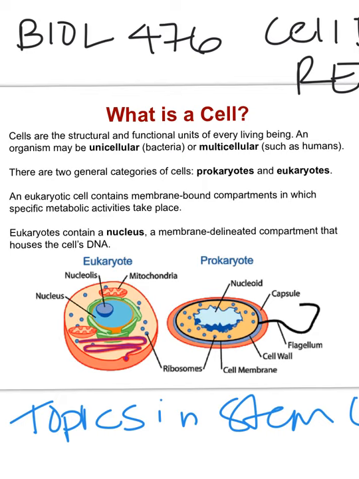As we know, organisms can be unicellular or multicellular. You can be a prokaryote or eukaryote. We are eukaryotes, so this is us. We're going to mostly be talking about mammalian or human cells. The prokaryotes don't have a nucleus or organelles inside. They're like a bacteria or an archaea.